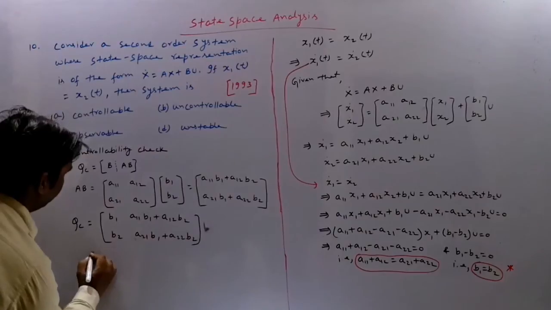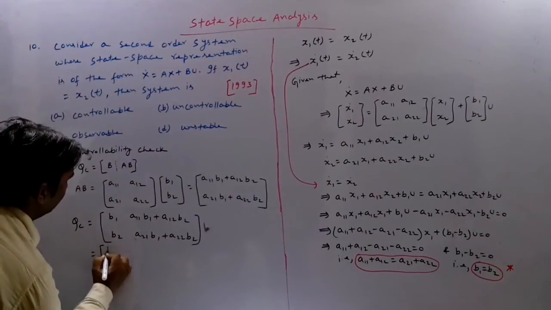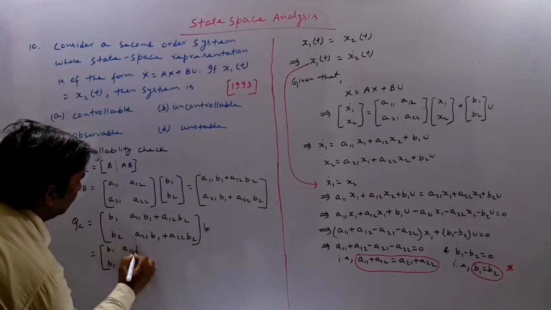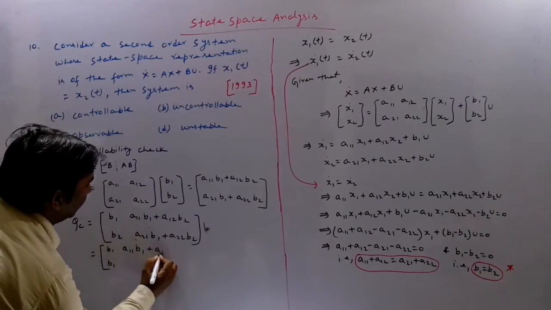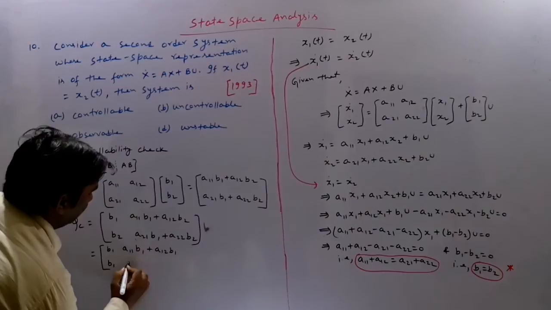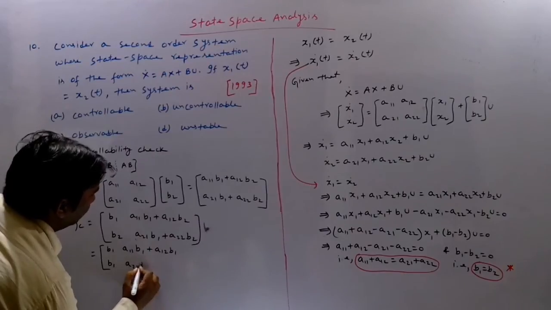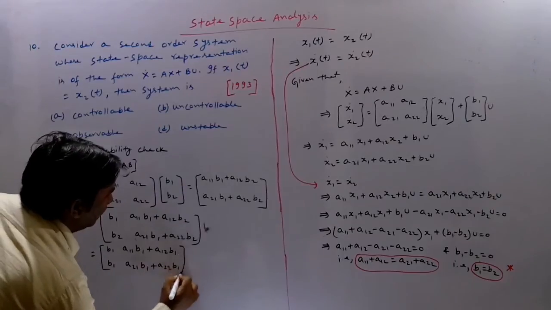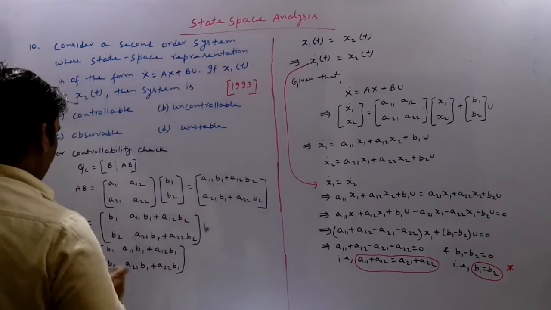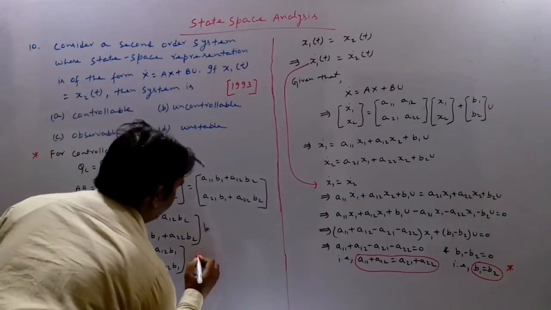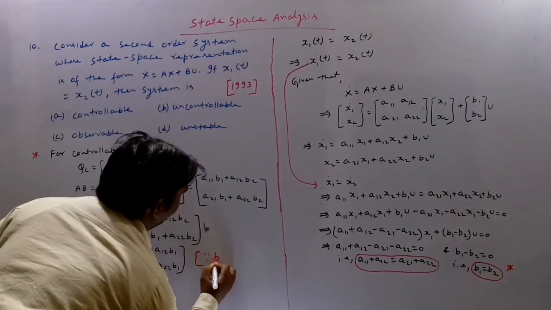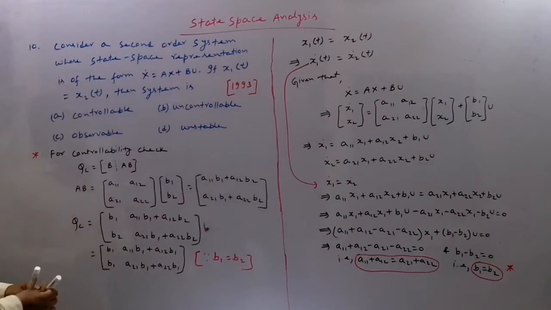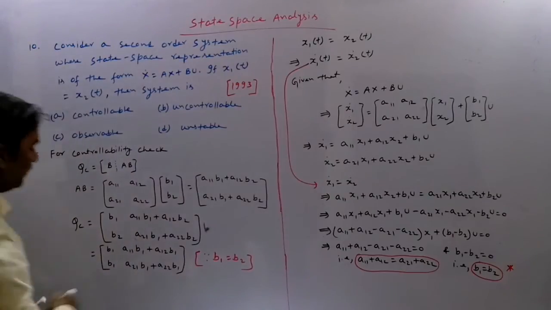Let me write here B1, here also B1. Now A11 B1 plus A12 B1, A21 B1 plus A22 B1. Here I should write, since B1 equals B2, we have replaced B2 by B1.